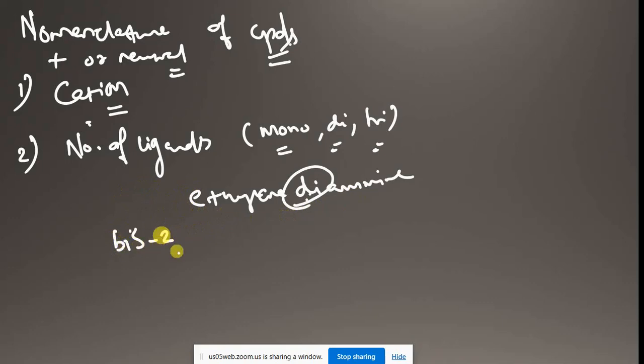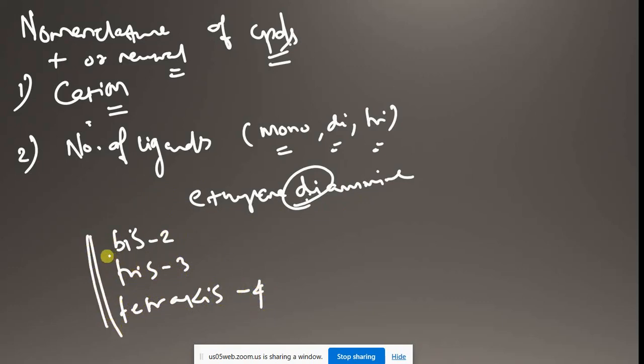Bis means 2. Tris means 3. Tetrakis means 4. So these notations are used if there is another symbol already indicating the number. Ethylene diamine already has the di, so we should not write diethylene diamine. Instead, we write bis(ethylene diamine) if it is 2. If it is 3, it is called tris(ethylene diamine). If it is 4, it is called tetrakis(ethylene diamine).